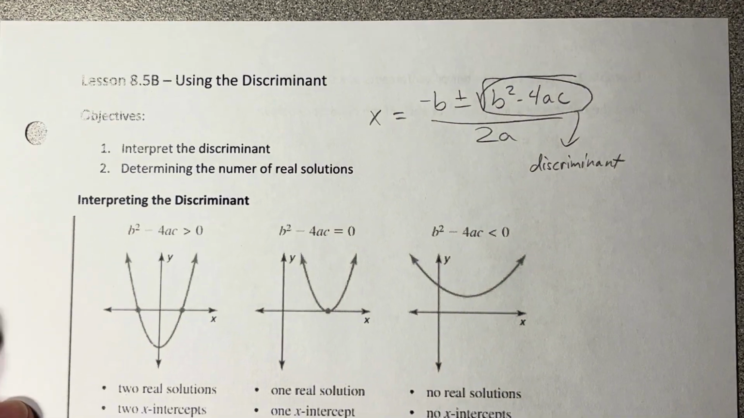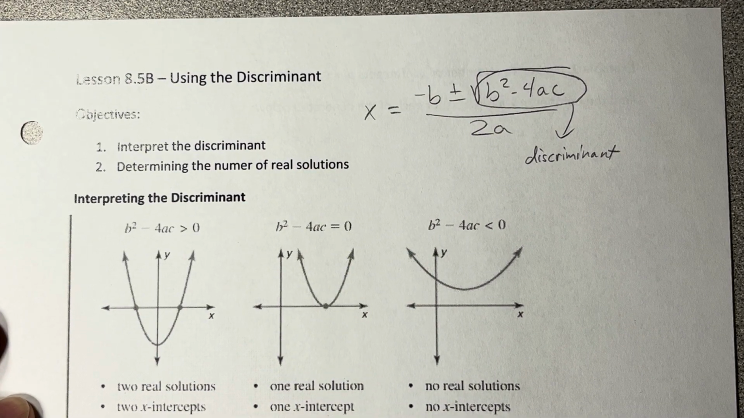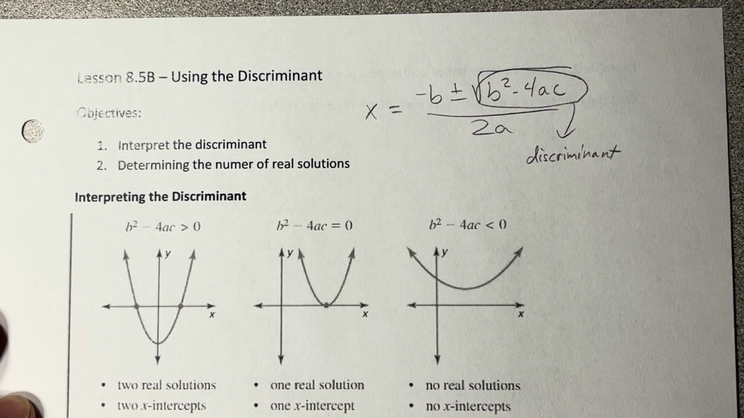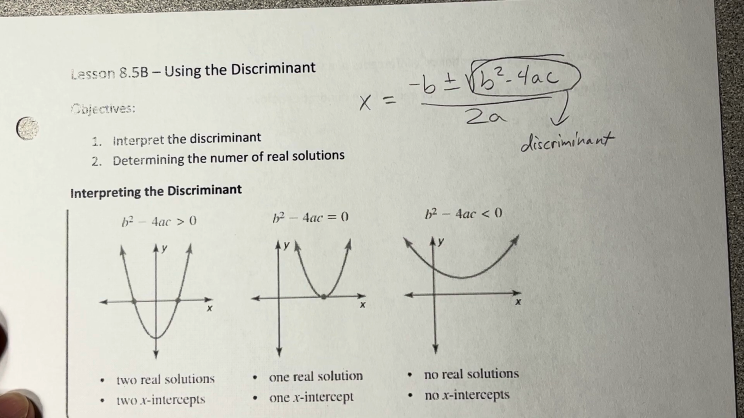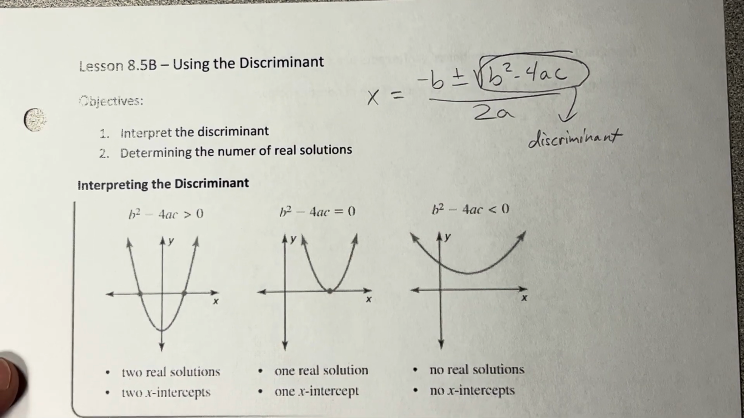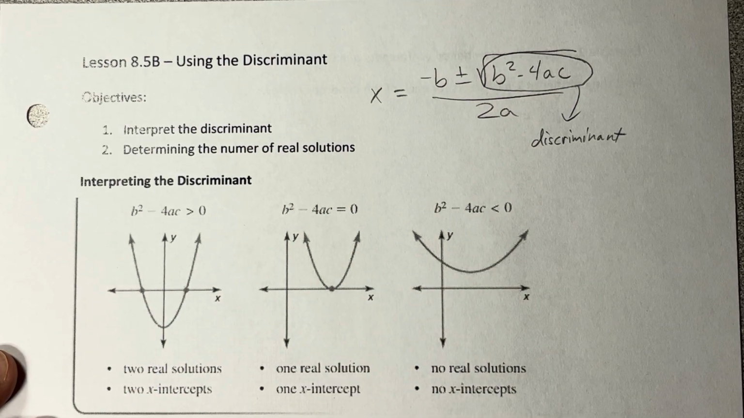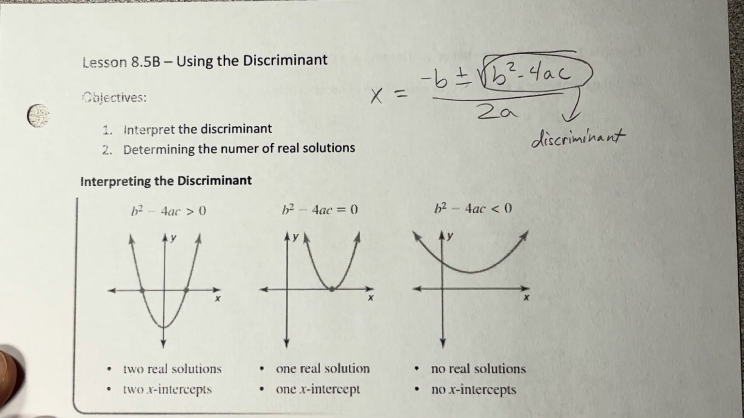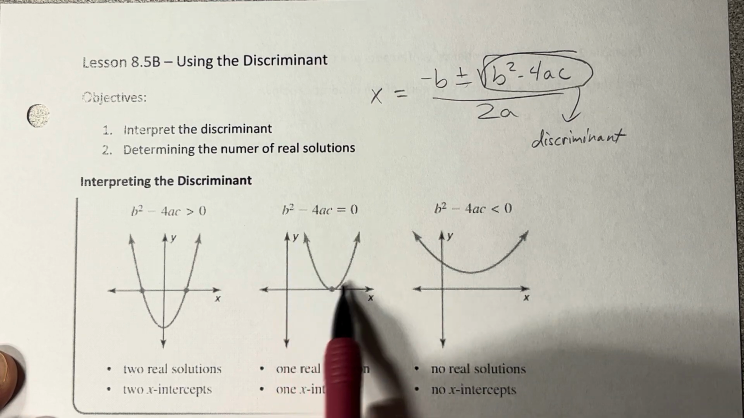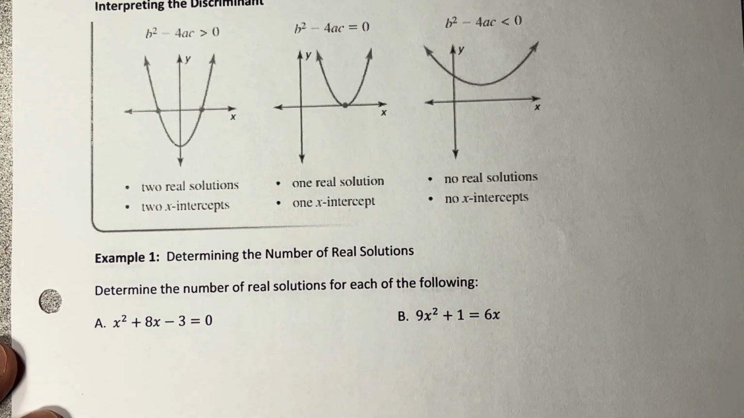And what we can now talk about is the fact that if b squared minus 4ac is greater than 0, you would go ahead and do the quadratic formula and continue to get two real solutions. Or if you're looking at a graph, you're going to have two x-intercepts. If it's equal to 0, the plus or minus is no longer effective, and you're just going to get one real solution, or one x-intercept, if you're graphing it.